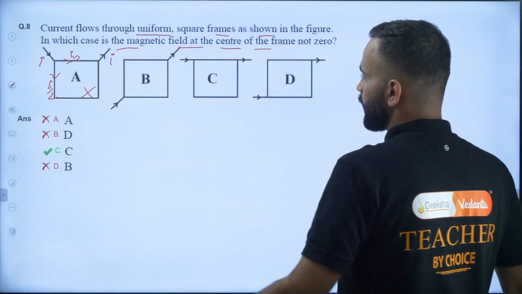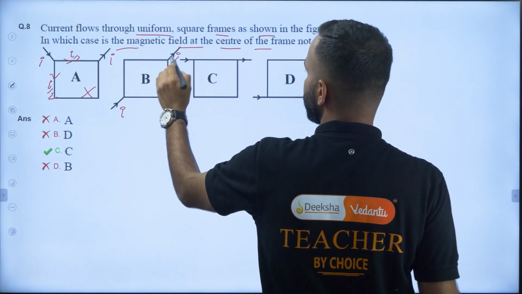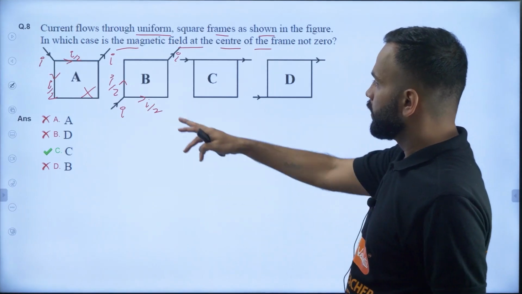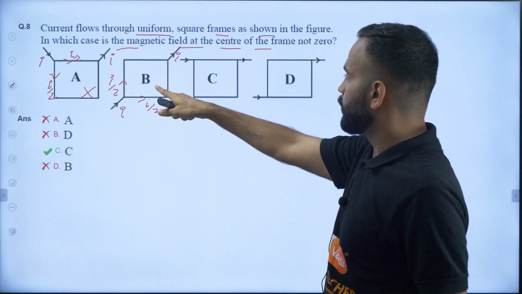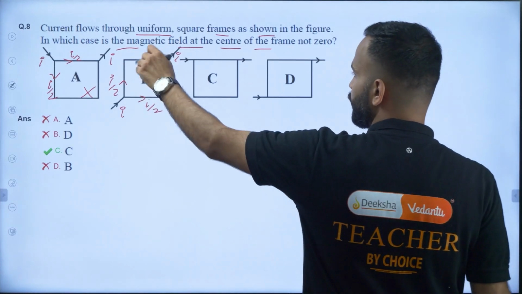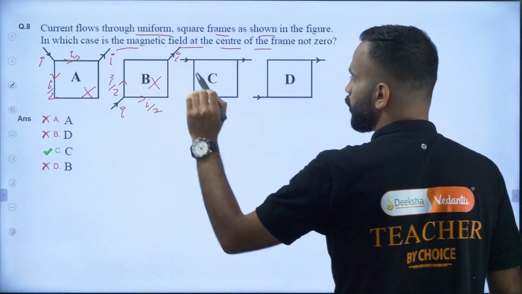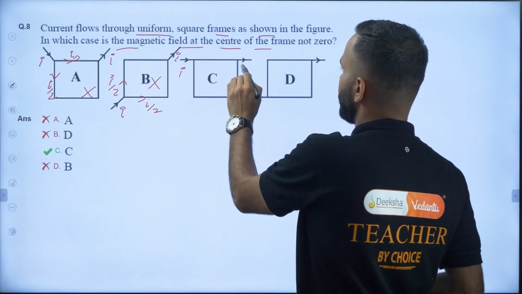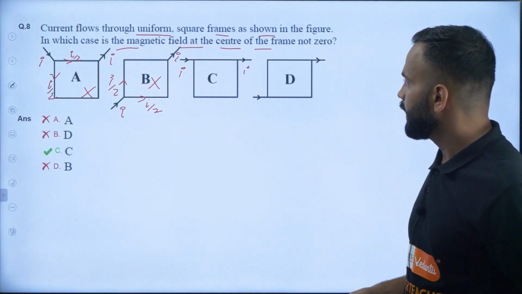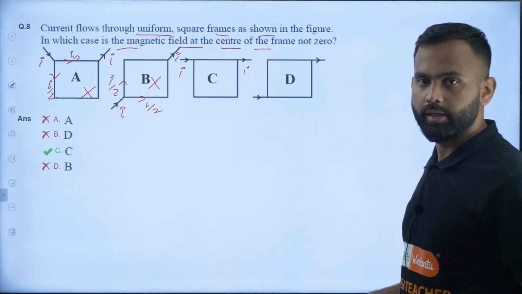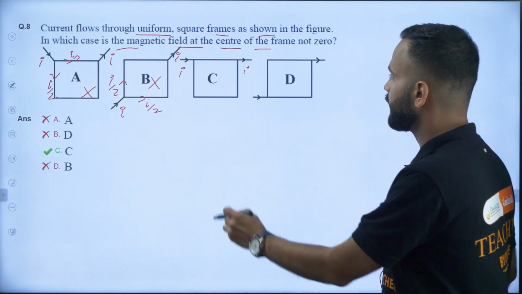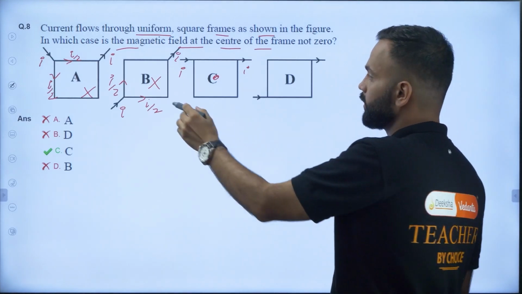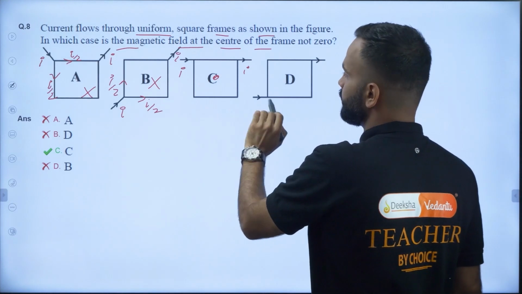Next B. Here the incoming current is I, outgoing current is I. Here the current will divide into I by 2 and I by 2. Apply the right hand thumb rule. The magnetic field at the center of the square in B is also 0, so B cannot be possible. Let's check C. Here incoming current is I, outgoing current is I. Apply again the right hand thumb rule. At the center the magnetic field is not 0. So C is correct.